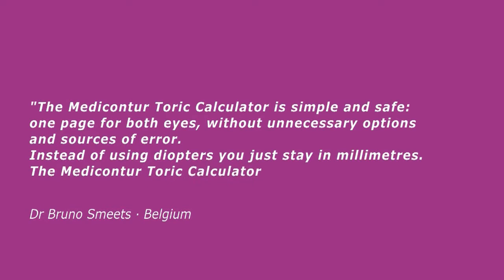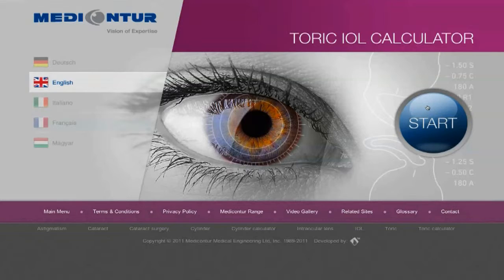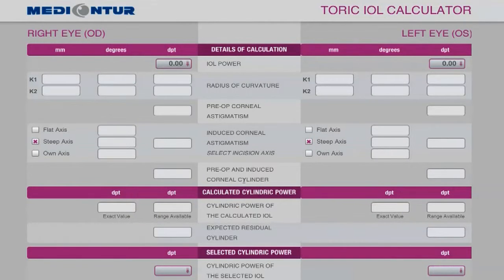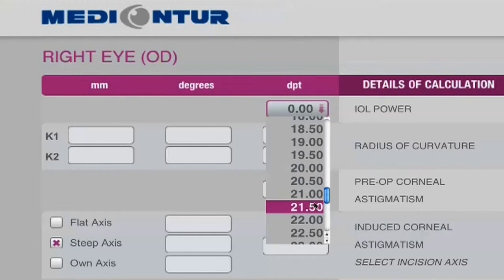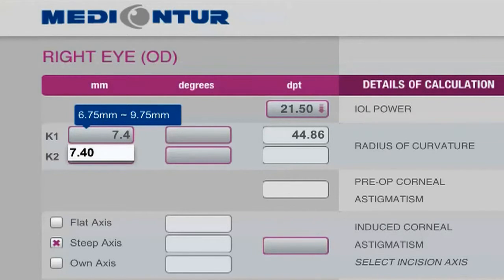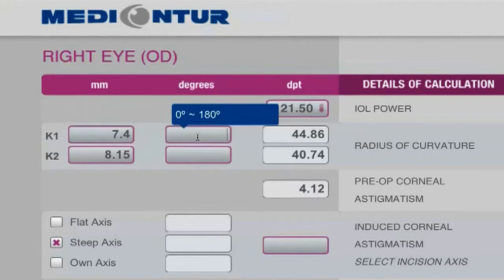Provided you complete a precise keratometry in the first place, the MetaContour toric calculator will lead you to optimum cylindrical corrections. While connecting to the MetaContour calculator website, you can enter the detailed data for each eye, nevertheless working on one single page. The MetaContour online calculator automatically determines the required power of the lens, thanks to already calculated spherical equivalences based on patient refraction measurement. Keratometry can be entered in millimeters, thus offering a greater precision in terms of final results.